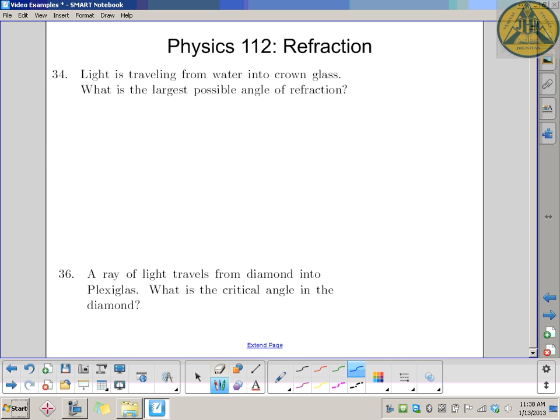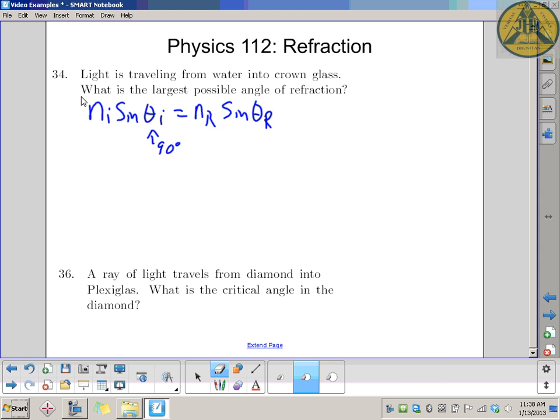So we do this by doing Snell's law. Ni sine theta I equals Nr sine theta R. Now, theoretically, as you get the largest incident angle, we approach the largest angle of refraction. The largest incident angle, again, in theory, is to make that 90 degrees. It's coming in just at exactly 90 degrees and somehow bends and goes in the other material. So then if you want, think of it more like 89. But mathematically, we're going to write 90 for that.